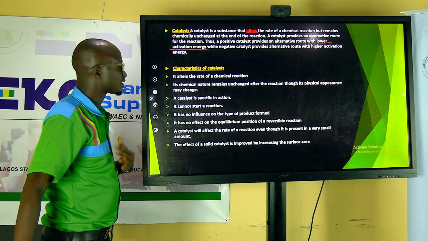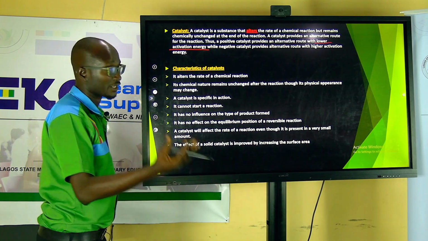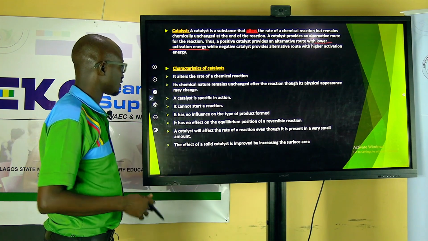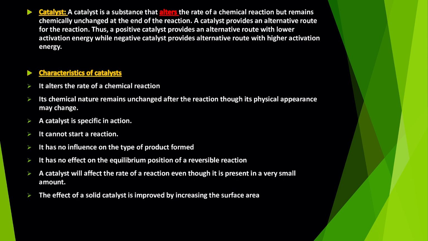These are characteristics of catalysts which you are very familiar with. I'll just mention some of them because I know my students are very intelligent. They know this. This is also in biology. So it alters the rate of the reaction. A catalyst is specific in action. The effect of a solid catalyst is improved by increasing the surface area. We have said that before. So these are the characteristics of catalysts.